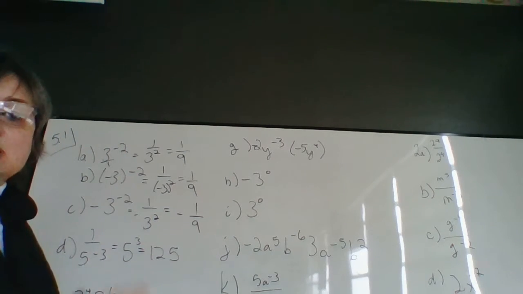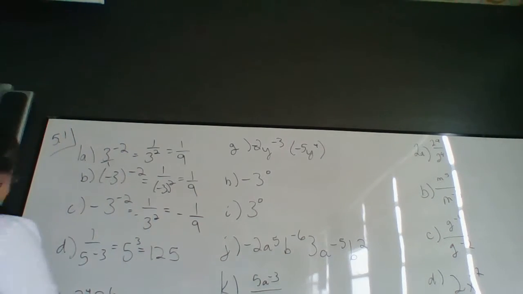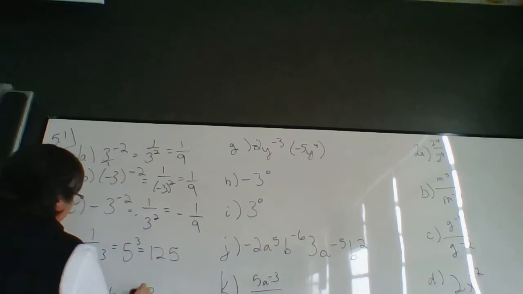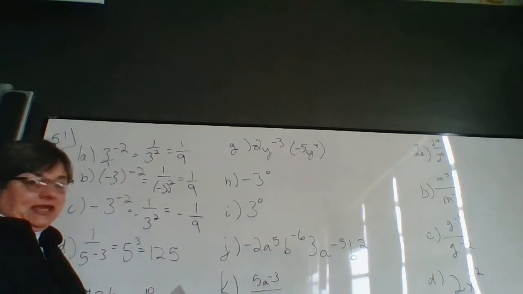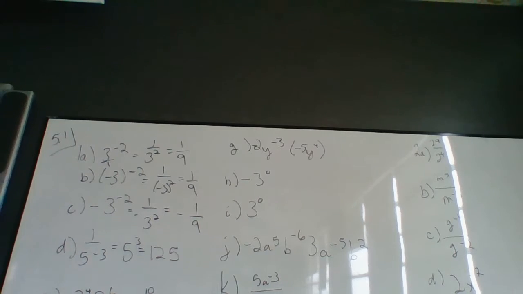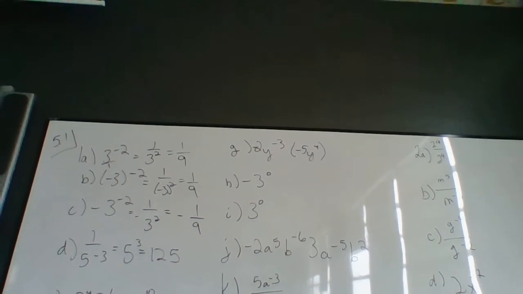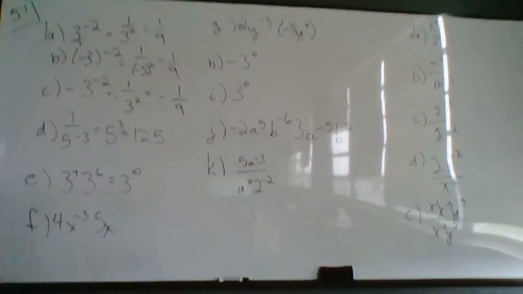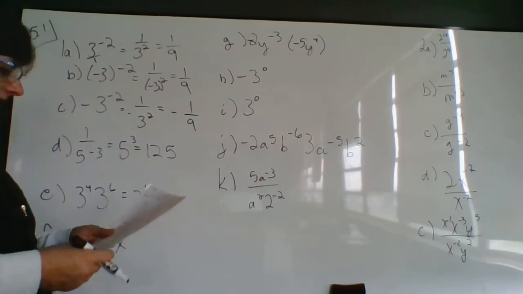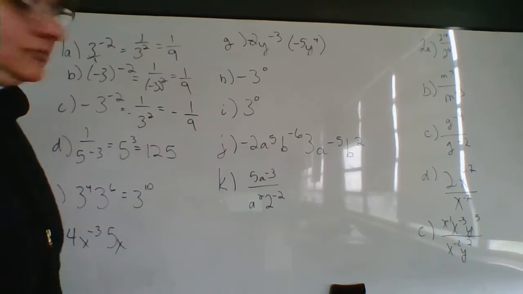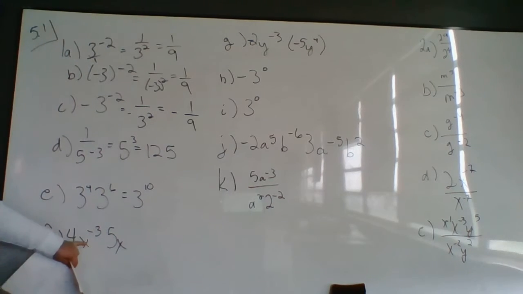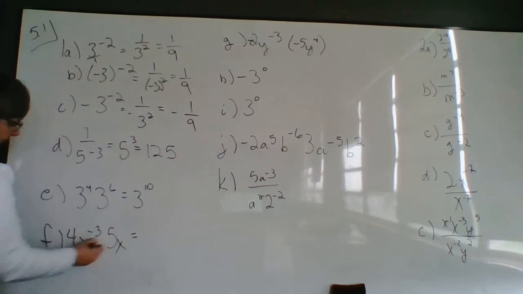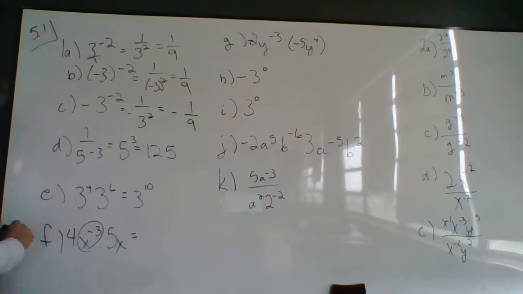Same base. Add the exponents. 4 plus 6 is 10. Next one. Not sure you can see it. Next one. Negative exponent. The only thing that flips is what's right in front of it.